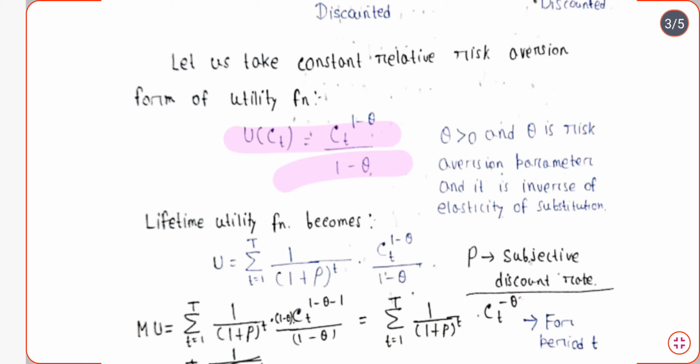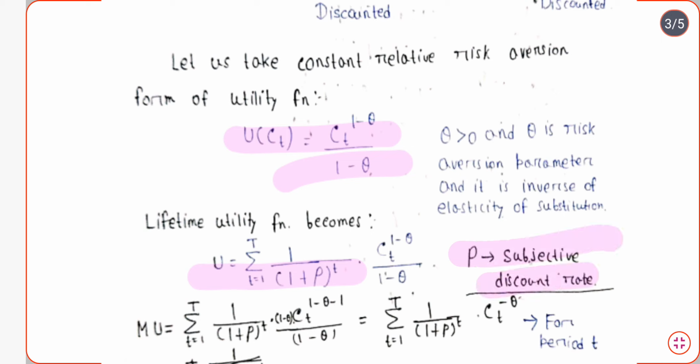Here we have divided this lifetime utility by (1 + rho)^t. Why have we taken rho here? Because this discount rate is not a normal discount rate, it is a subjective discount rate. That's why we have divided it by rho.